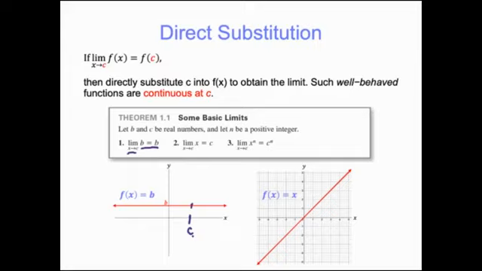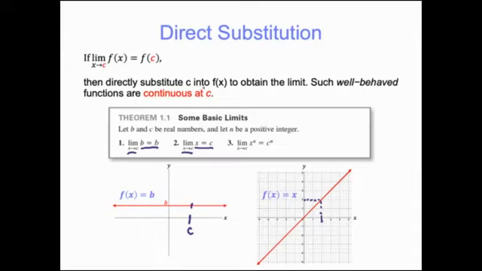The next limit is the limit as x approaches c of x is equal to c. In other words, the limit as x approaches c of the identity function is equal to c. Notice when you look at the graph of f of x equals x, that it is continuous. Therefore, we should be able to find the limit by direct substitution. For example, let's say that we choose c equals 2. Well, f of 2 is equal to 2. Therefore, the limit as x approaches 2 is equal to 2.